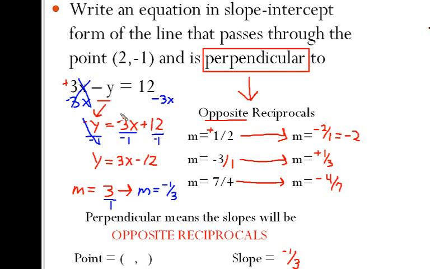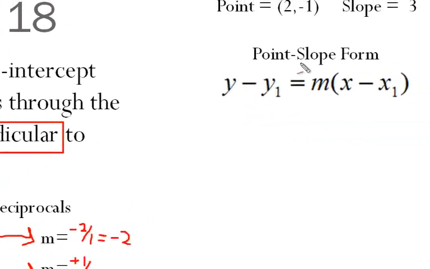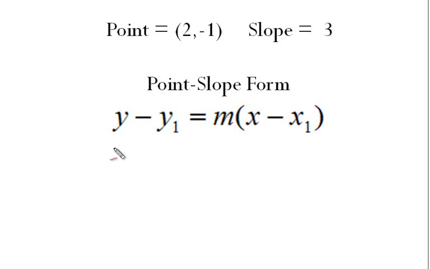And our point is 2, negative 1. Alright, from here we have a point, we have a slope. You guys should know we can use point slope form. So I'm going to plug this in real quick.